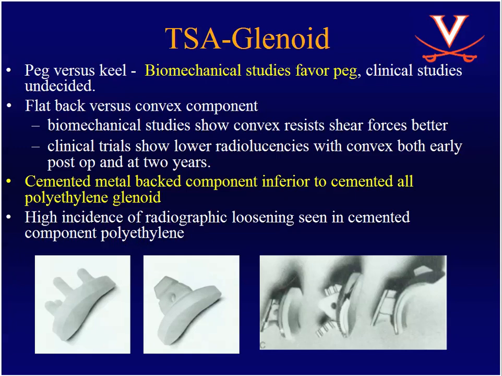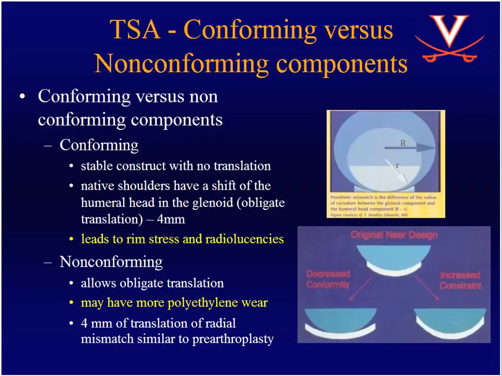The other thing is that convex are better than flat glenoids, and most designs have migrated to a convex design. The other thing is that metal back components are not favored in the shoulder, and so we simply use the polyethylene with the peg design as the best components. Conforming versus non-conforming. The conforming can lead to rim stress and radiolucencies. The non-conforming can have more polyethylene wear. So it's a trade-off.